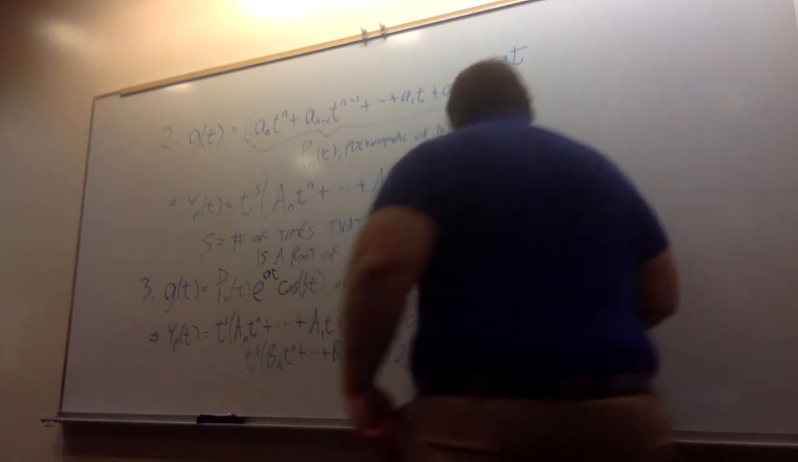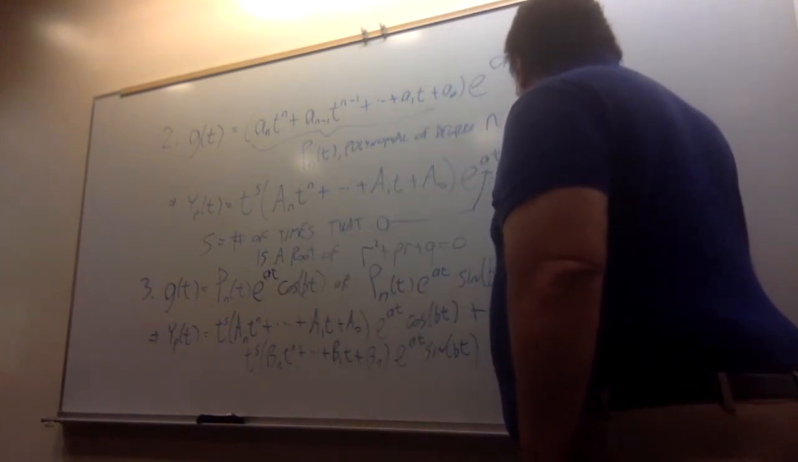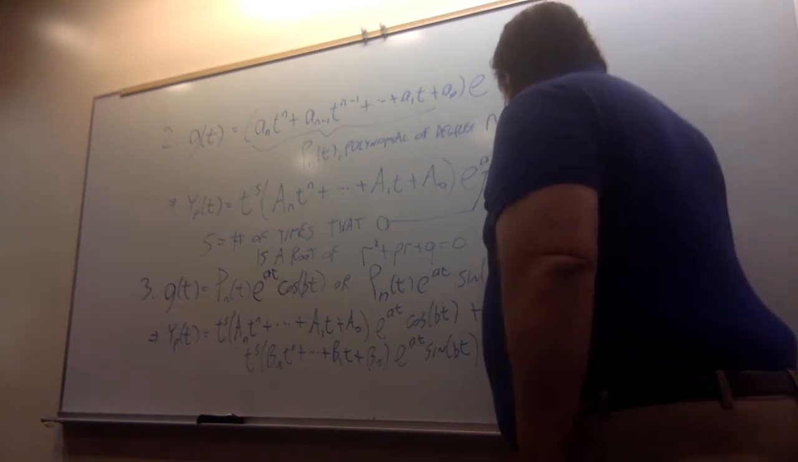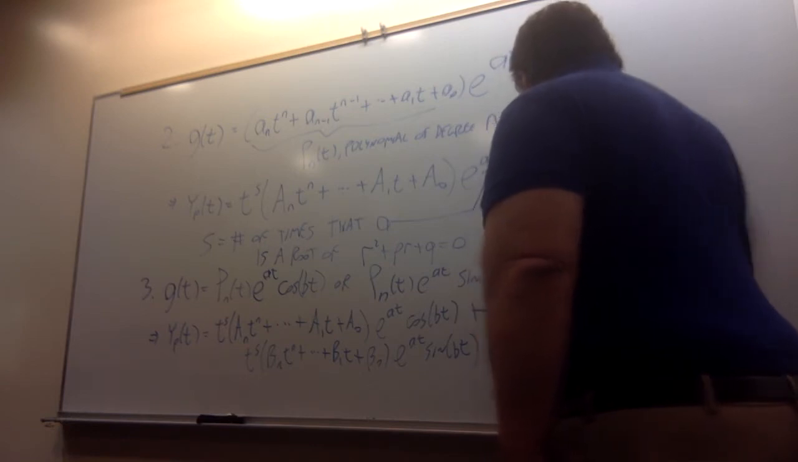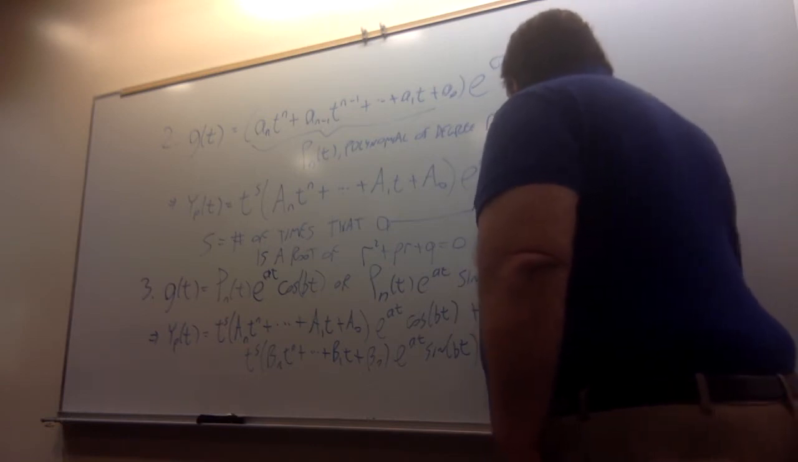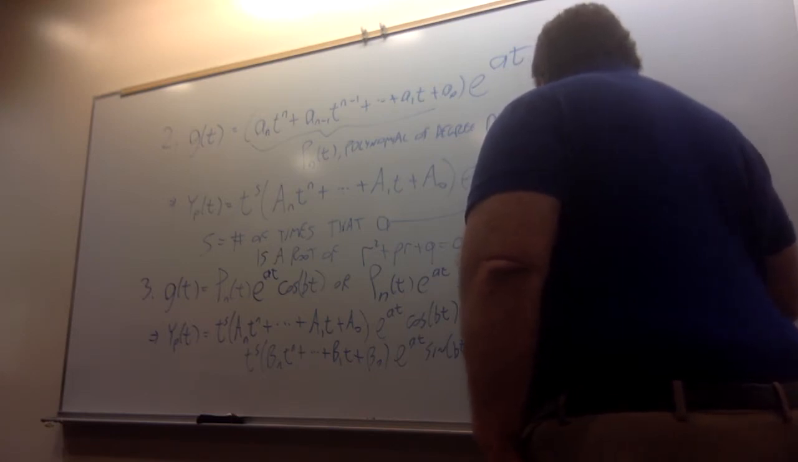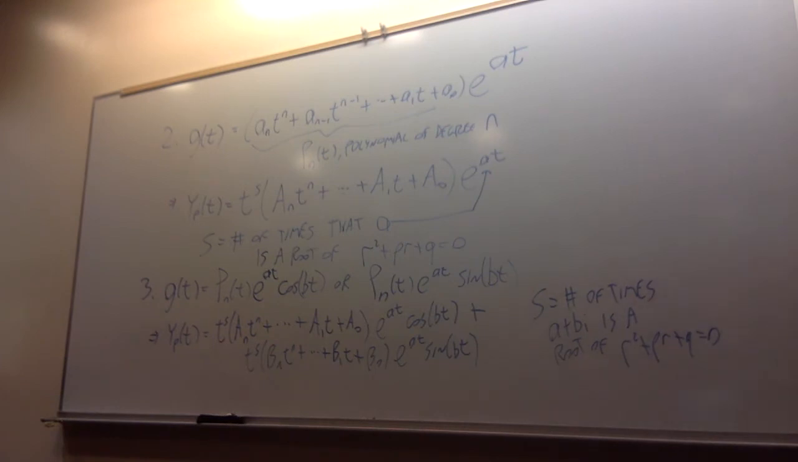In this case, t to the s, where s is the number of times that a plus bi is a root of your characteristic equation. Okay, so which is going to be a root at most one time. So s is going to be 0 or 1 in this case.